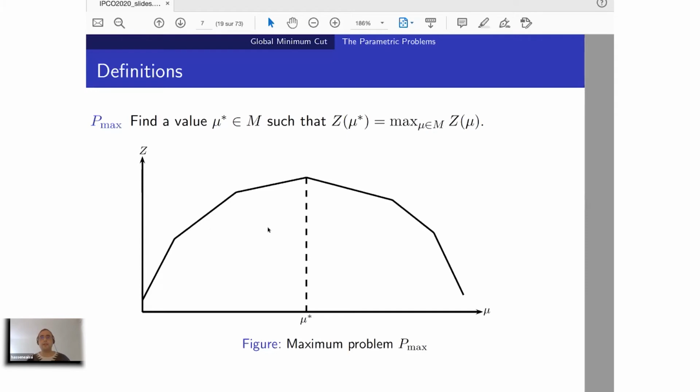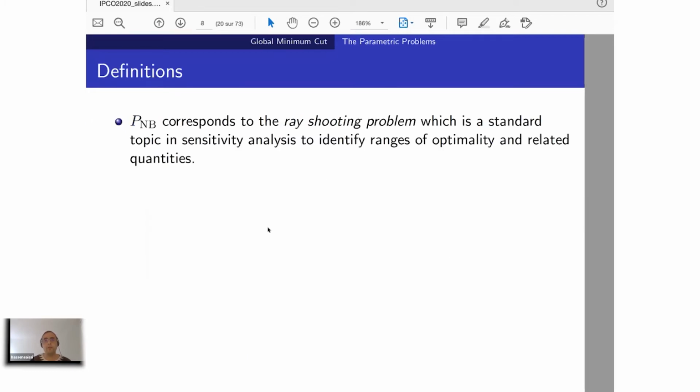The next problem that we deal with is the maximum problem. We would like to find the point mu star where the function z reaches its maximum, as shown in this figure. The next breakpoint problem corresponds to the ray shooting problem, which is a standard topic in sensitivity analysis in order to identify ranges where the optimality is preserved and other related quantities.